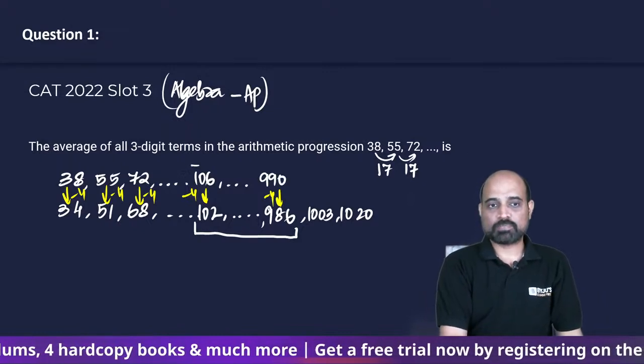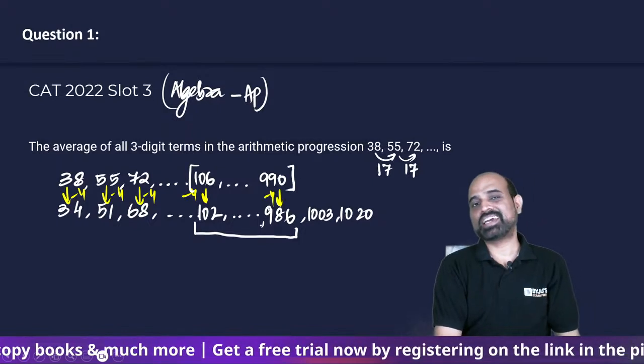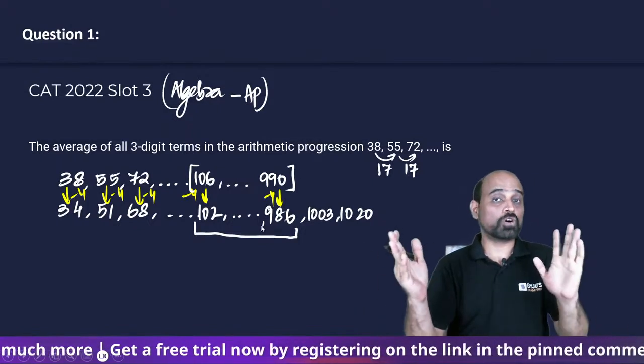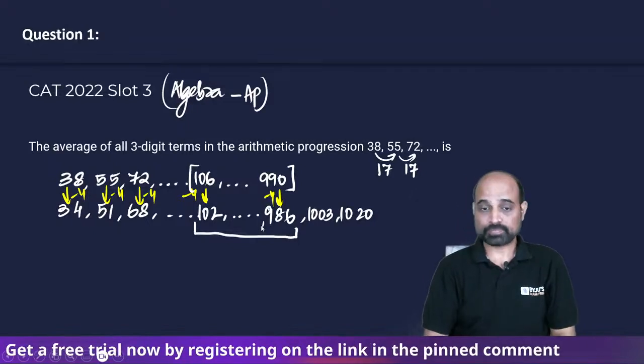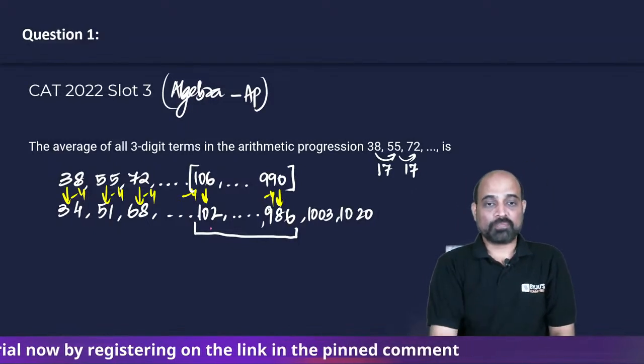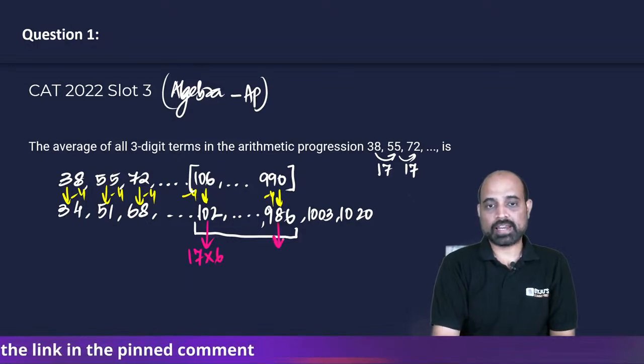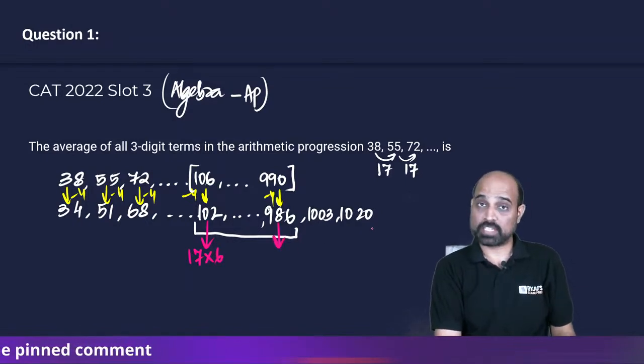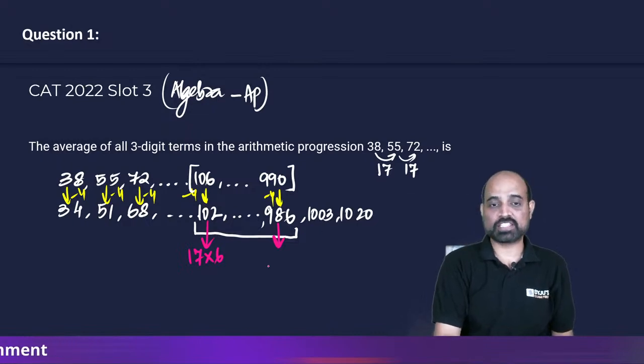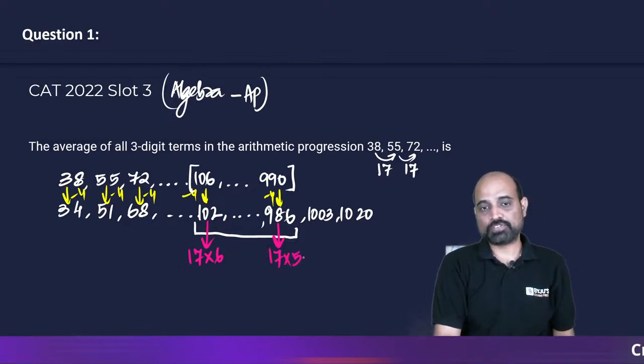So in this series, 106 is the first number and 990 is the largest number out of all the 3-digit numbers, right? Now 102, if you remember, this was 17 into 6 and this was 17 into 60, so this is 59, this is 58. 17 into 58 here.